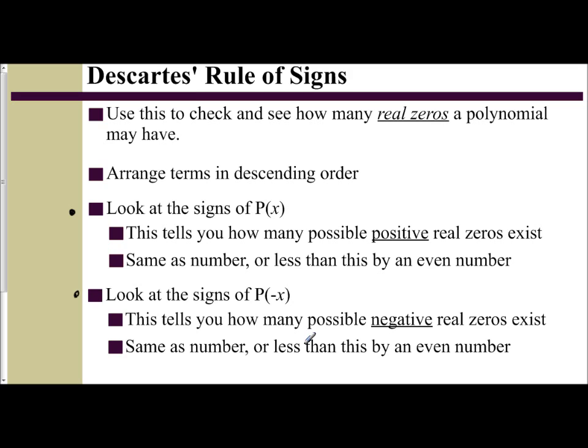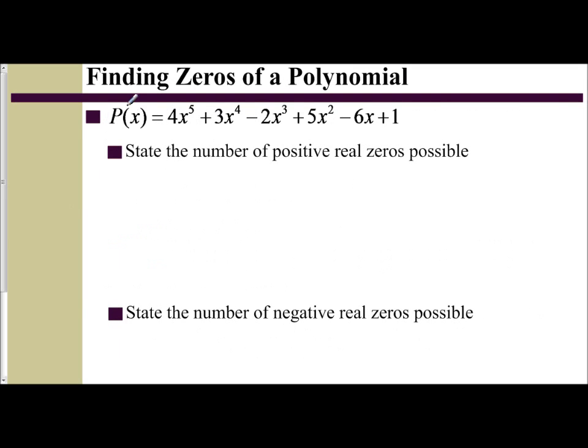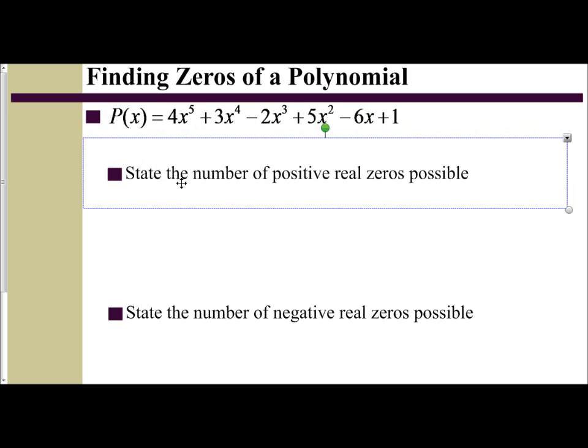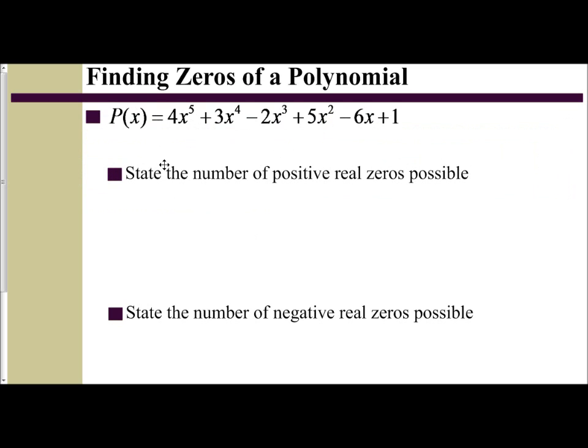To understand it, let's look at some examples. So we'll break it down step by step. If I'm given my polynomial 4x to the fifth plus 3x to the fourth minus 2x cubed plus 5x squared minus 6x plus 1, all my exponents are in descending order, so that takes care of that. To find the possible number of positive real zeros, what I want to do is look at the sign changes as is.